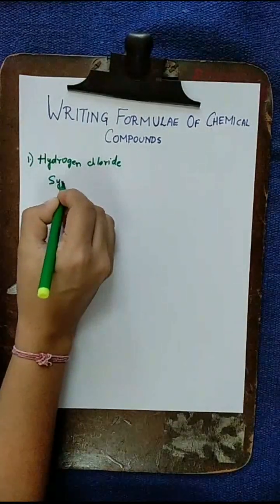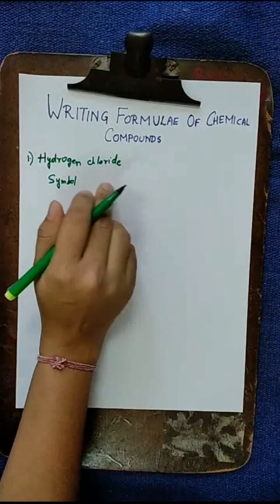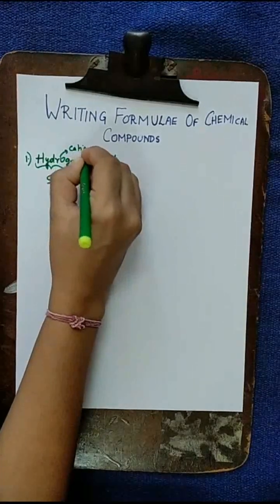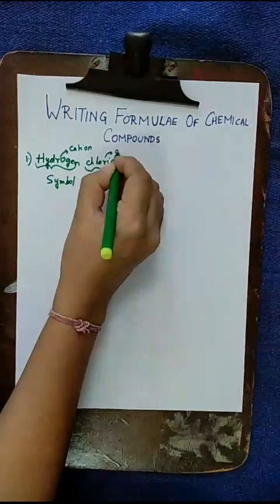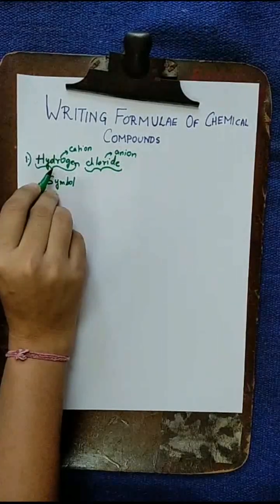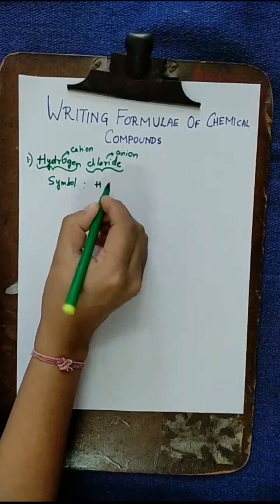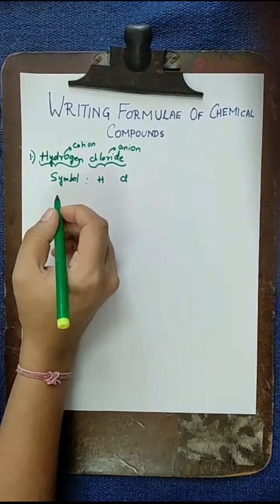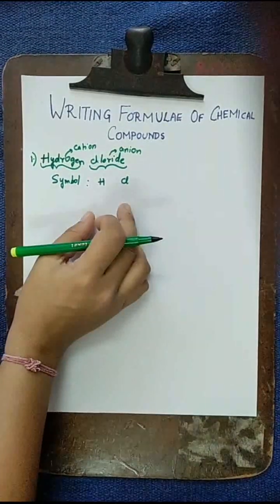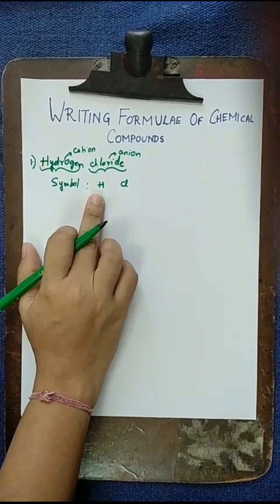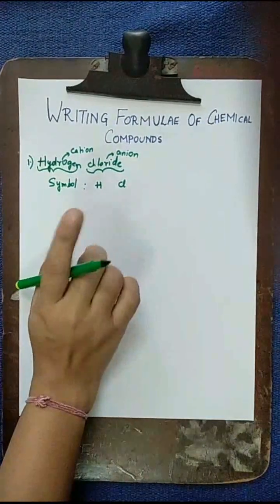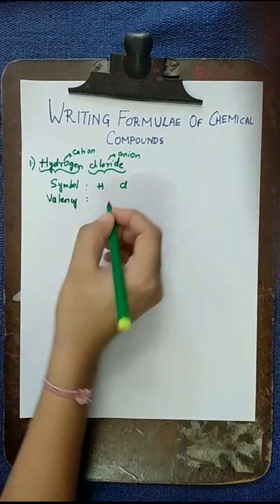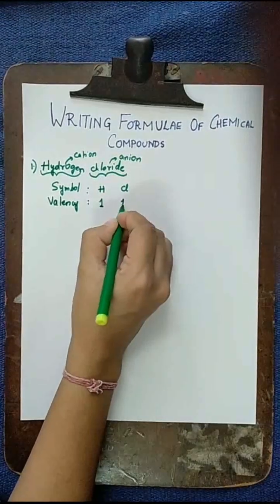So here the first step is to write the symbol of the respective ions. Here the positive one, hydrogen, is known as the cation and chloride is known as the anion. The symbol of hydrogen is H and chloride is Cl. The next step is to know the valencies of the individual ions. Here the valency of H is 1. The valency of Cl is also 1. So you have to write the valencies of the individual ions, H1, Cl1.